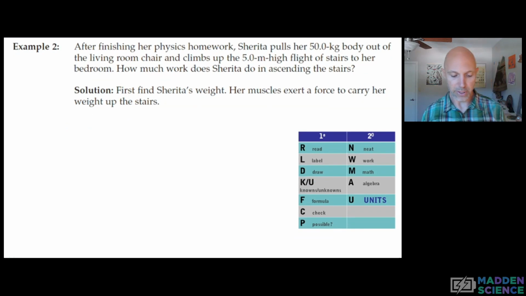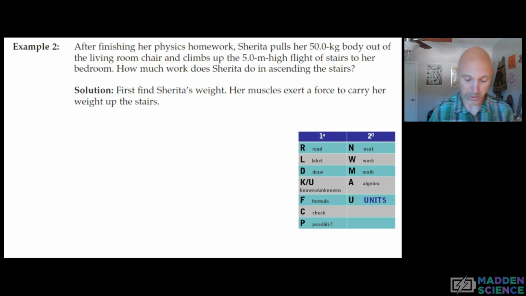Okay, so after finishing her physics homework, Sharita pulls a 50-kilogram body, her body, out of a living room chair, climbs up a 5-meter high flight of stairs to her bedroom. Okay, so this is what we actually want you to do if you got stairs. If you got an ability to maintain physical distancing and do it somewhere else, then go ahead and do that. If not, come up with another way to model it. How much work does Sharita do in ascending the stairs? Again, there's only going to be work done going up the stairs, not going down.